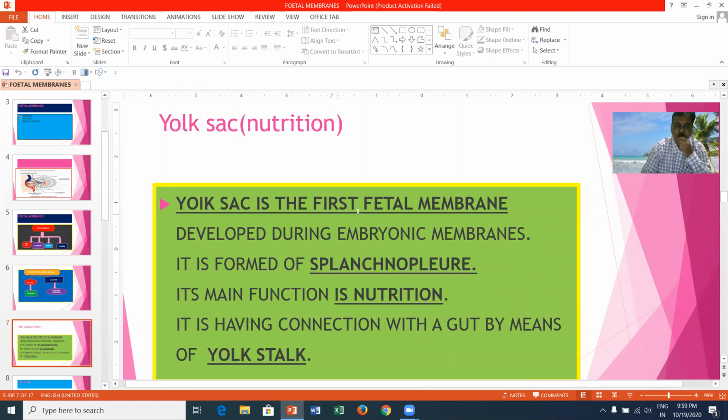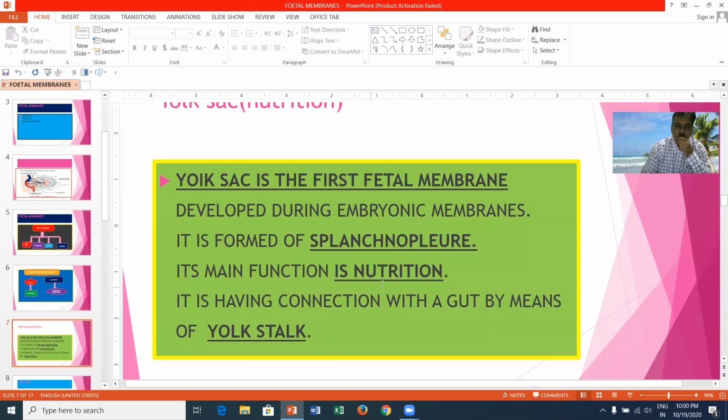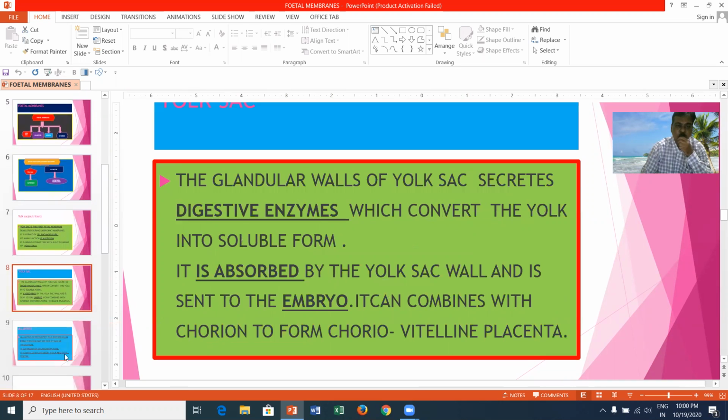Yolk sac is the first fetal membrane which is developed during the embryonic membranes. It is formed of splanchnopleure, made up of inner endoderm and outer mesoderm. Its main function is nutrition. It has a connection with the gut by means of the yolk stalk. The glandular walls of the yolk sac secrete digestive enzymes which convert the yolk into soluble form. It is absorbed by the yolk sac wall and is sent to the embryo.